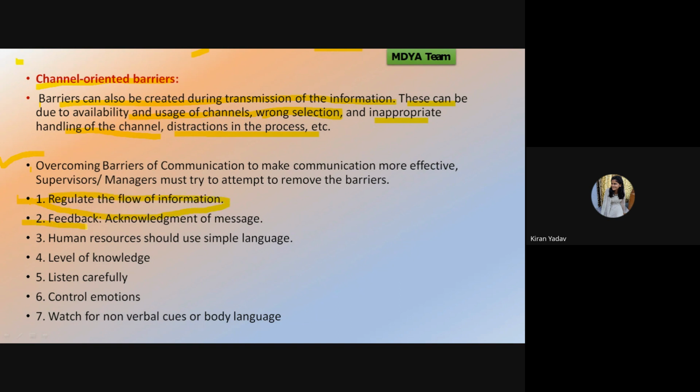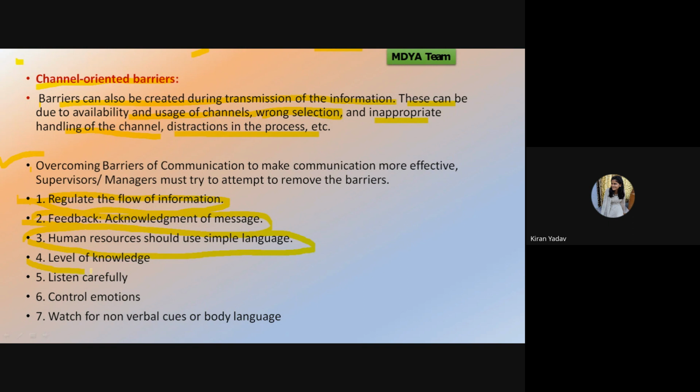And second is feedback, acknowledgement of message. You should know whether your message has reached, whether the receiver has understood the message or not. Next is that human resources should use simple language. Simple language is easy for normal people to understand, and we should not use complex language or words which are not understandable to common people.